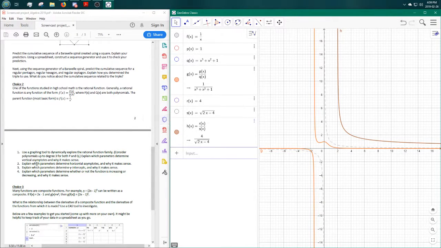So let's take a look at these questions real quick. Using the graph, explain which parameters determine vertical asymptotes and why it makes sense. The vertical asymptote, we're worried about the vertical. Well, we just saw in this graph that the vertical asymptote was somewhere between 0 and -2.